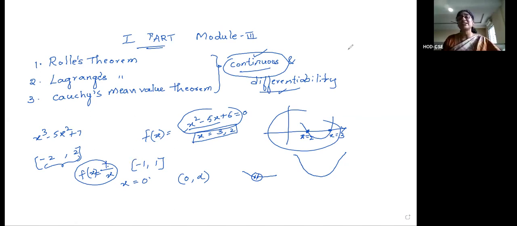Intervals have a specified meaning in mean value theorems. These are called closed intervals, and these type of brackets are called open intervals. So what is the difference between the closed and the open interval? Suppose a comma b is a closed interval, that means strictly I'm stopping at a and b. If a and b form an open interval, then in the neighborhood of a and b, below a and after b, we have an infinite number of points.